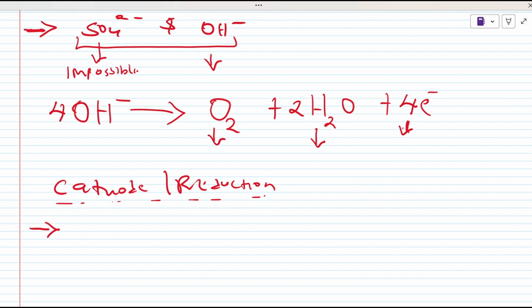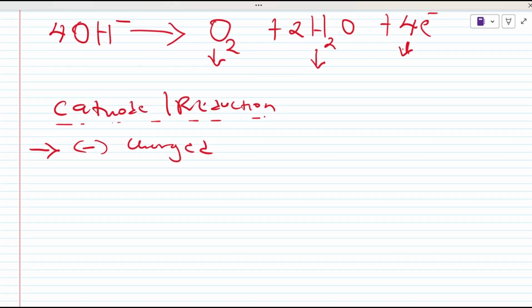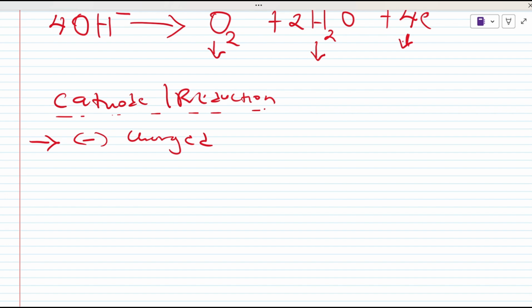And we said that the cathode is negatively charged. For that matter, what will happen? Only copper ions and hydrogen ions will move.